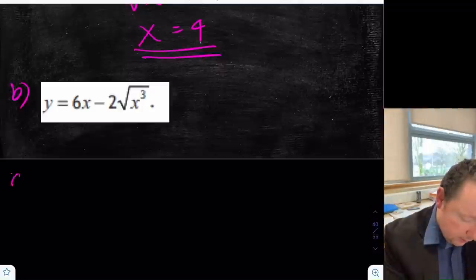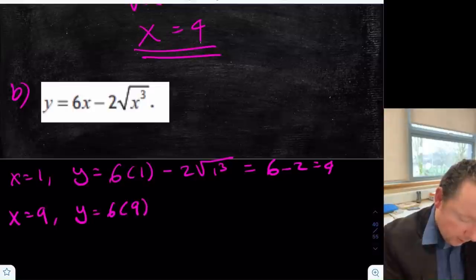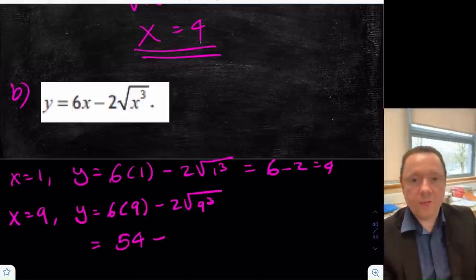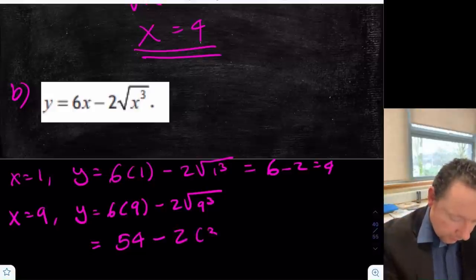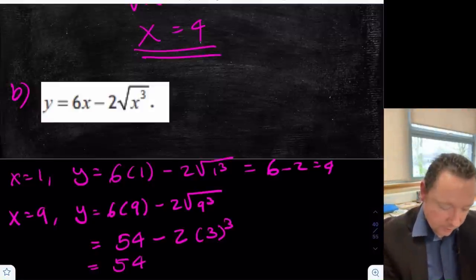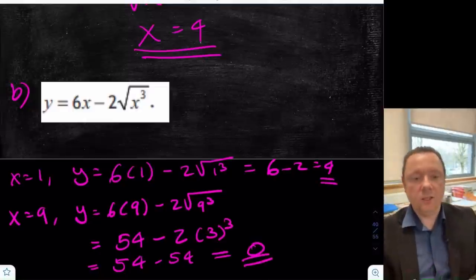Part B, hence determine the greatest and least values of y. So at x equal to 1, y equals 6 times 1 minus 2 times the square root of 1 cubed. 6 times 1, 6, minus 2 equals 4. At x equal to 9, the other one, y equals 6 times 9 minus 2 times the square root of 9 cubed. 6 times 9 is 54, minus the square root of 9 is 3, so 2 times 3 cubed, 3 threes are 9 times 3 is 27, 27 times 2 is 54. That gives me a big 0 as the answer at the limits.